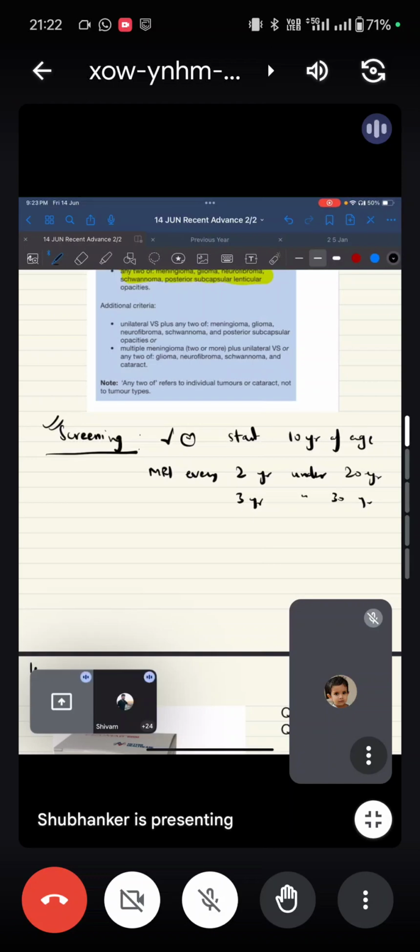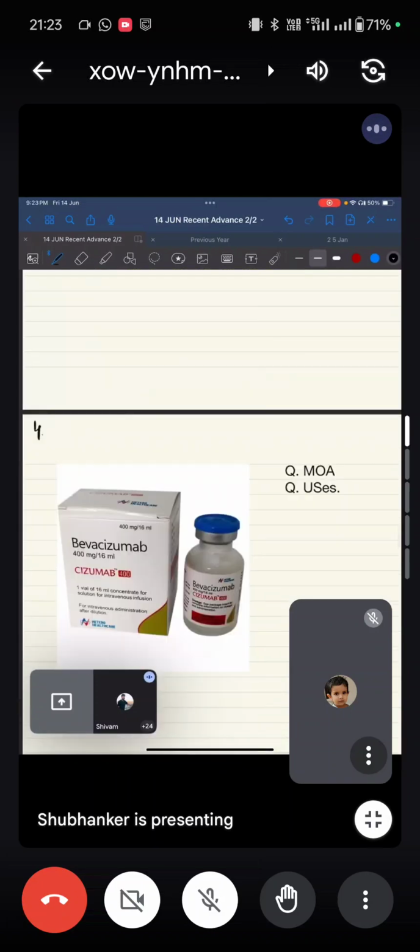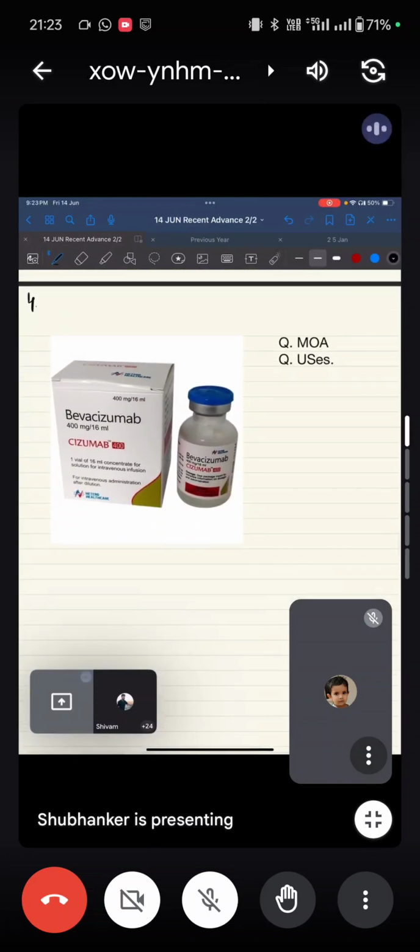Okay, so NF2 again. People who are in first year and in third year, people who will be giving your theory exams, NF2 is very, very important. Don't forget it. Chalo. Now see, how is this drug related to the things which we studied?